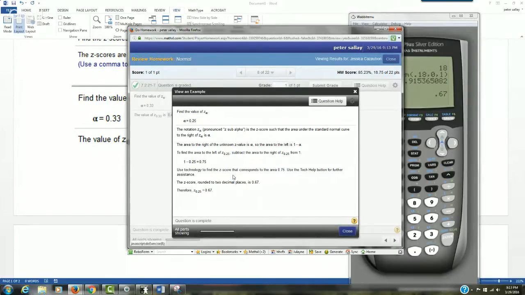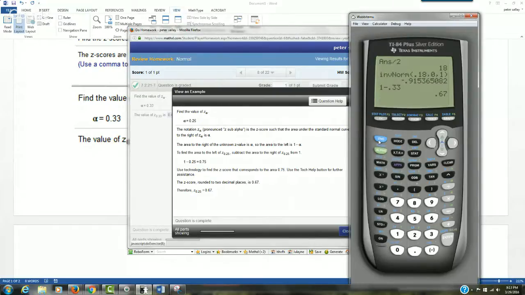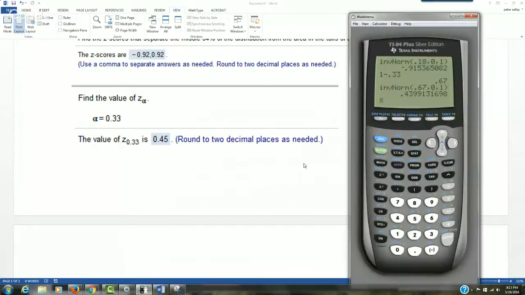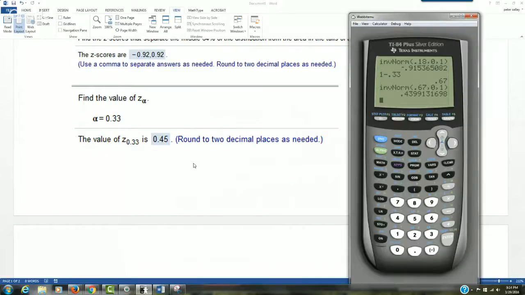Okay, so then we're going to come over here and inverse norm. This is inverse norm. We sure do get a lot of bang for our buck. It does all sorts of cool things. All right, so we got 0.4399. I'm curious, how accurate were they on that? That rounds to 0.44.